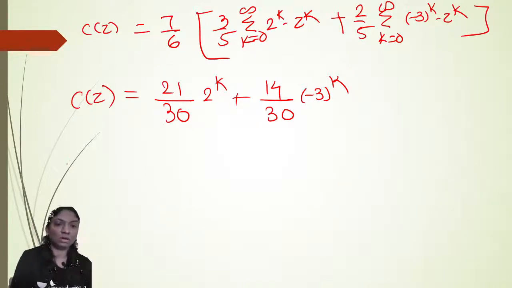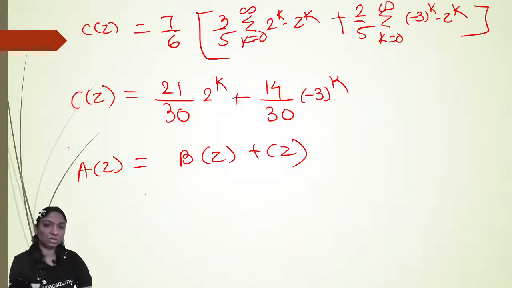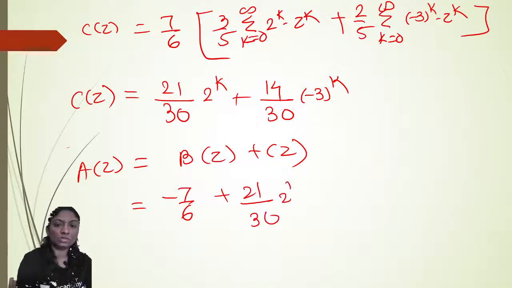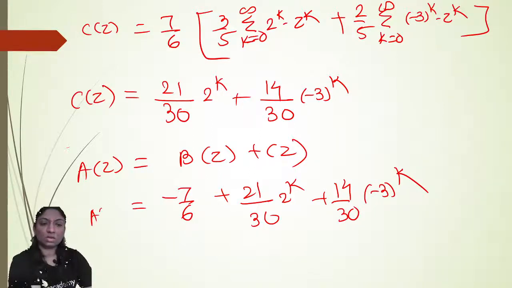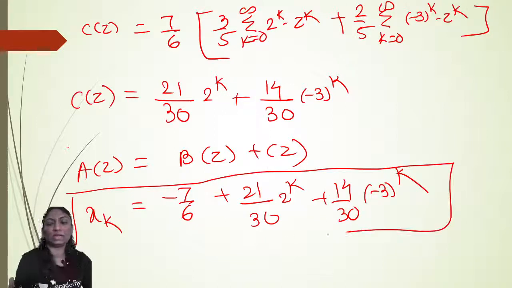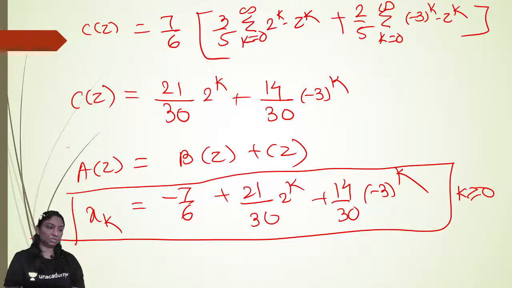And total your A of z is equal to C of z, right? So the numeric function is 7 by 6 into 21 upon 30 into 2 raised to k plus 14 upon 30 into minus 3 raised to k. Here is the numeric function xk, you are getting it clearly, where k is greater than or equal to 0. It's very simple to find out the discrete numeric function. So also see one more example.